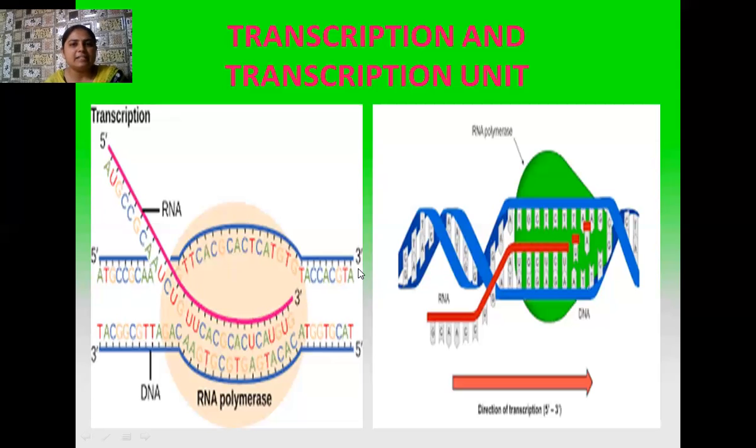Here, two strands of the DNA are visible to you. The first strand, whose polarity is in the direction 3' to 5', actually behaves as the template strand. It participates in the process of transcription. It behaves as a template for the synthesis of messenger RNA. That's why it is known as the template strand by scientists.